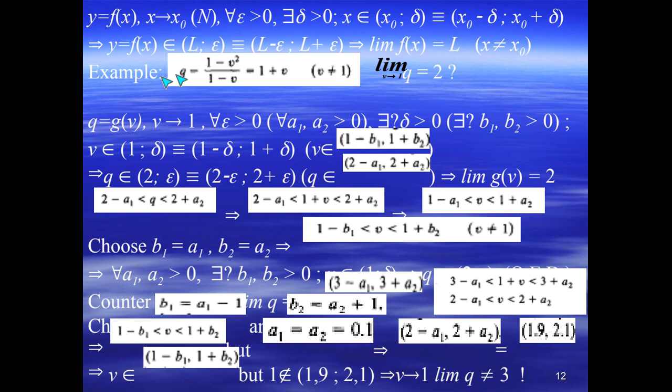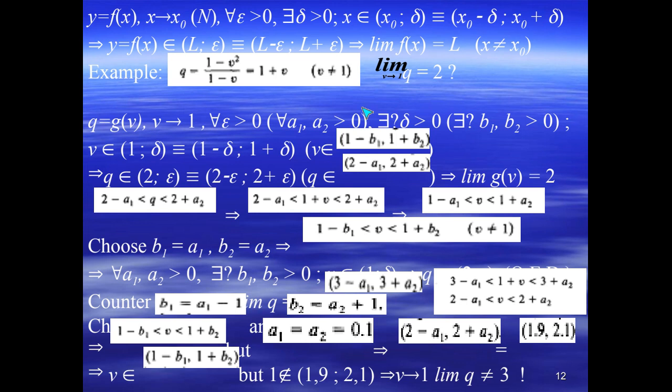All right, an example. q equals (1 minus v squared) over (1 minus v), the example we have seen before. When v is not equal to 1, we can simplify. In the numerator, 1 minus v squared is (1 plus v) times (1 minus v), and in the denominator we have 1 minus v, so 1 minus v simplifies. We obtain 1 plus v. The function is equal to 1 plus v whenever v is not equal to 1. What is the limit of q when v goes to 1? Is it equal to 2? We have found it equal to 2.